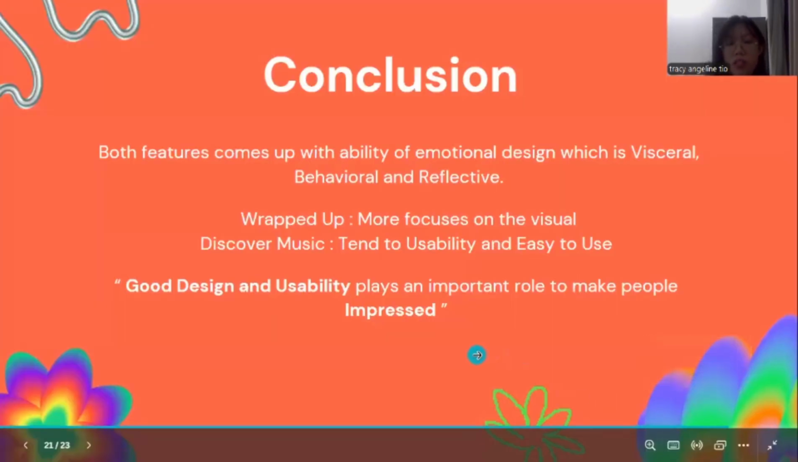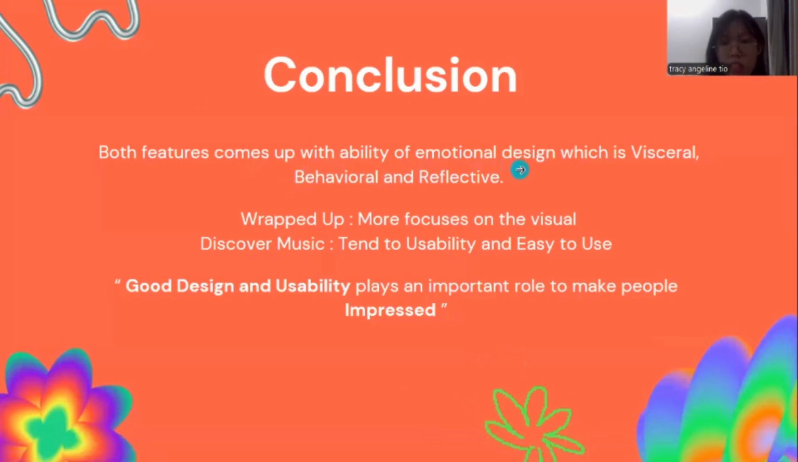So now we come to the conclusion. From what I researched, I realized that both features come with the abilities of emotional design, which are visceral, behavioral, and reflective. Wrapped tends to focus more on the visual, while Discover Music tends toward usability and ease of use. Good design and usability play an important role in making people impressed.